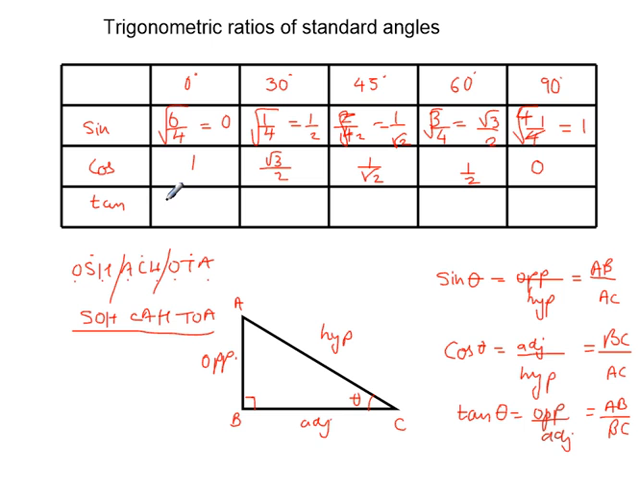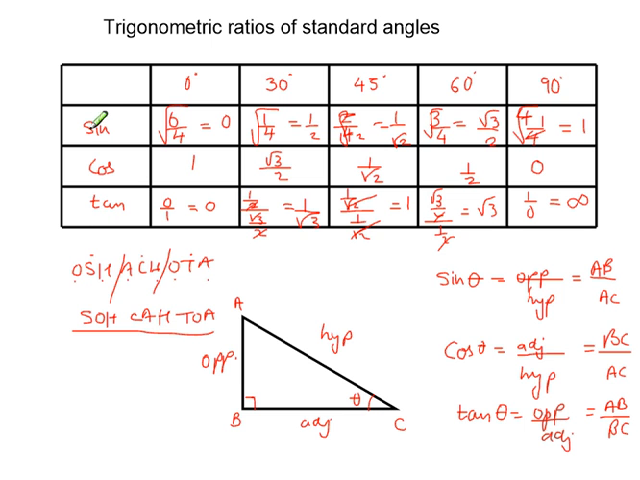Tangent is sine over cos, 0 over 1, which is 0. Sine over cos. You divide it, so 2 and 2 cancel, so that's 1 over root 3. 1 over root 2 divided by 1 over root 2, this cancels off, you are left with 1. So that's tangent. This is sine over cos. 2 cancels, root 3. Sine over cos, anything over 0 is not defined, infinity.